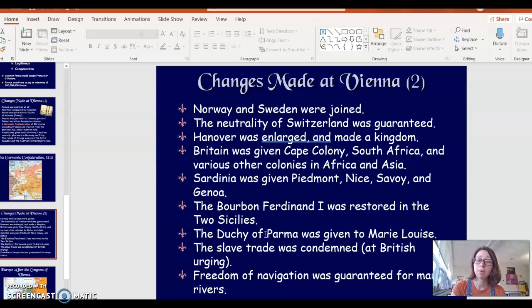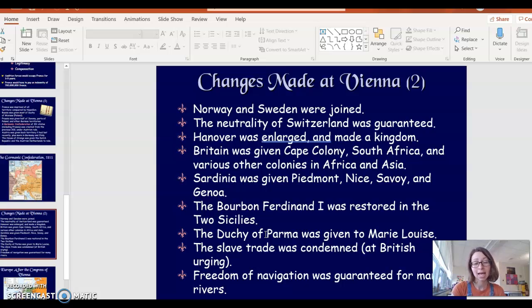Great Britain was given Cape Colony, South Africa, and other colonies in Africa and Asia. We'll talk about that next unit. Sardinia was given Piedmont, Nice, Savoy, and Genoa. These are areas that will eventually be passed on to the French and fought over. They're in Italy. The Bourbon Ferdinand I was restored in the two Sicilies. The Duchy of Parma was given to Marie Louise.